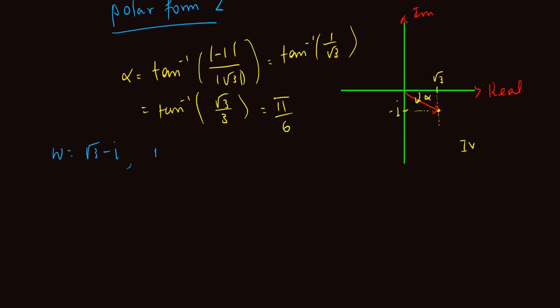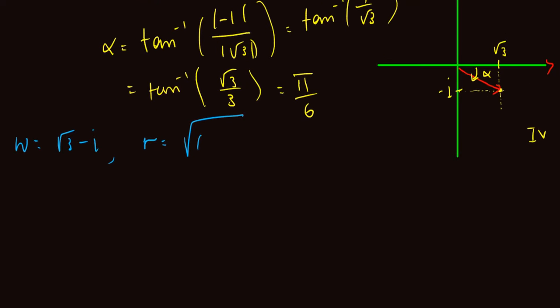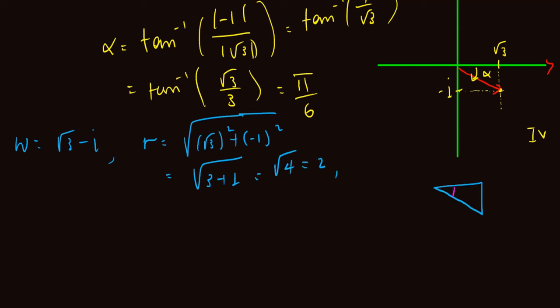And the modulus of w will be the square root of x squared plus y squared, which is square root of 3 squared plus minus 1 squared. Square root of 3 squared is 3, minus 1 squared is 1, so this will be square root of 4, and this is 2. This is our alpha, and this is the length of our vector.